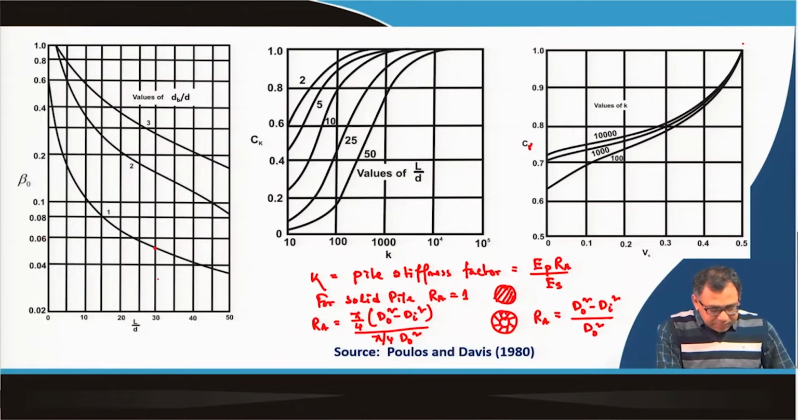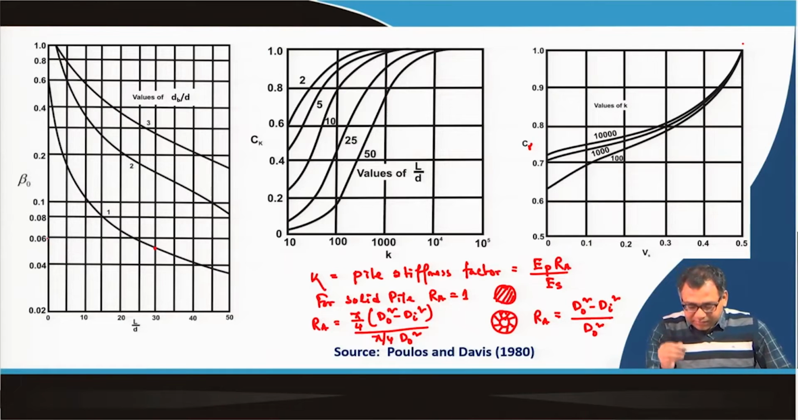So, that means beta 0 value corresponding to L by D is equal to 30 and dB by B equal to 1, because this is dB by B equal to 1, this is 2, this is 3. So, this value is beta 0 is 0.05. Then we have two correction factors.